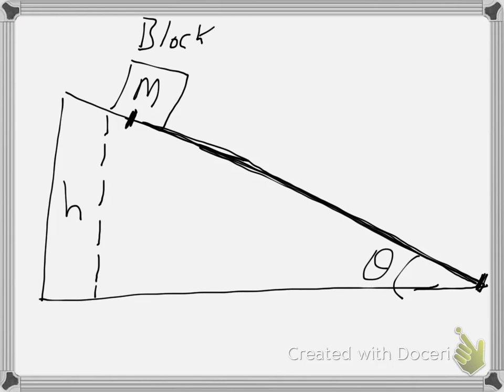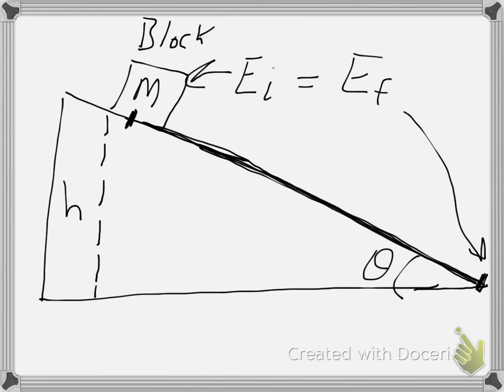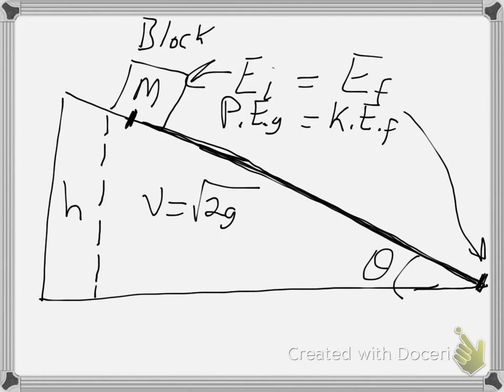Or we can use energy conservation, which says the initial energy, or the energy where the block is up here, must equal the energy at the bottom of the ramp. So if we release the block from rest, then all the block has initially is potential, and at the bottom all it has is kinetic. And again, we've already solved this problem, so you already know how to do it. The final answer is just going to be the square root of 2gh.